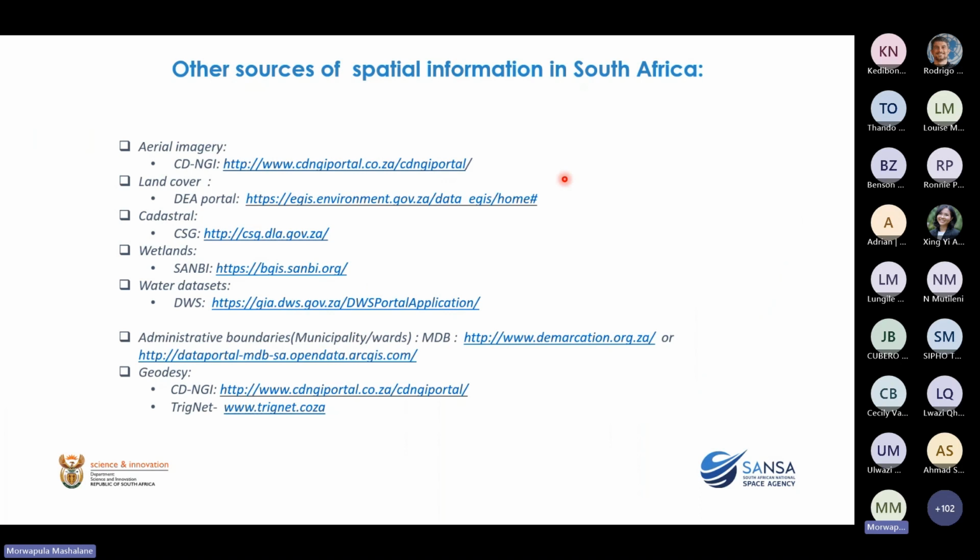Here we've got other sources of spatial information in South Africa. Here I've just listed a list of data sets and links where you can access this data. In terms of aerial imagery, you can access it from the CDI website listed here, the land cover data from the Department of Environmental Affairs, cadastral data, wetlands data over here, and the other water data set that our government is developing is over here. Then you can also download municipality and administrative boundaries from the Municipal Demarcation Board.